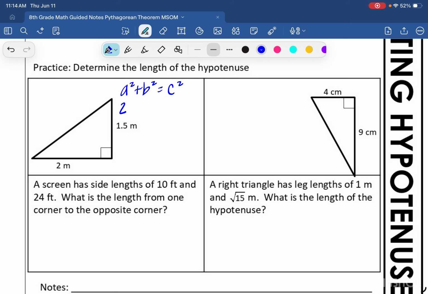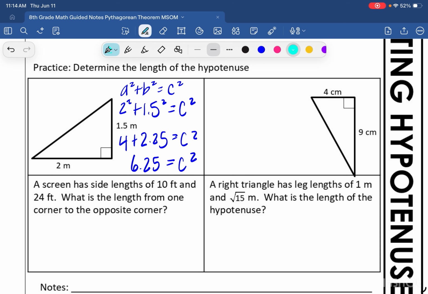So we have 2 squared plus 1.5 squared equals c squared. 4 plus 1.5 squared is 2.25 equals c squared. 4 plus 2.25 is 6.25 equals c squared. Remember, I'm not done yet. I need to take the square root of each side, and that gives me c equals 2.5 meters.